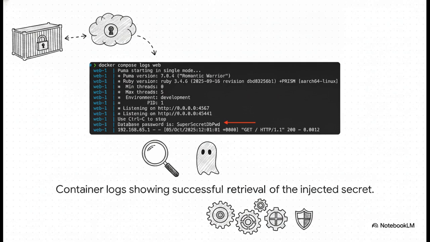Because the app is programmed to read the secret directly from that mounted file path, the credential never lives in the image history. It's completely invisible to a standard Docker inspect. The application seamlessly fetches the localized data exactly when it needs it and leaves absolutely zero permanent footprint.